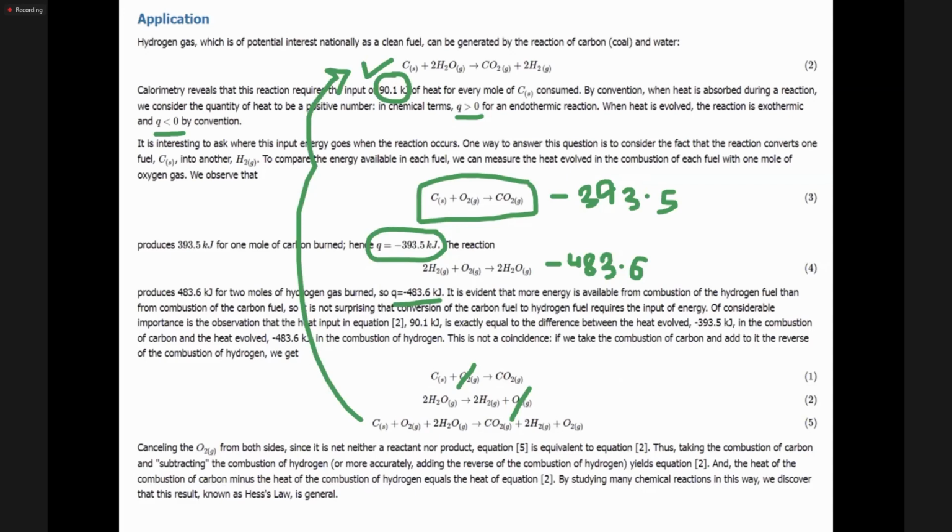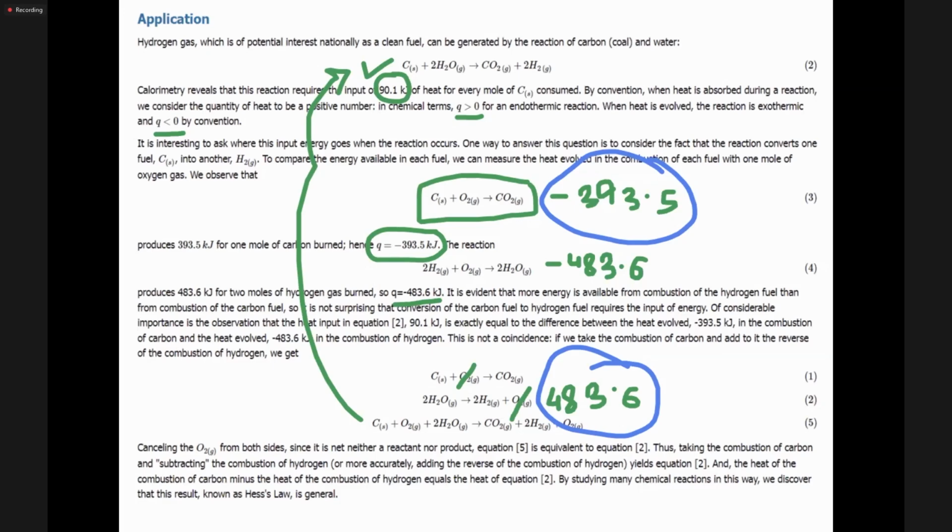Now for the reverse reaction, we have the value as plus 483.6. And for the forward reaction, we had this value. So we now have these two values in hand. The first one is minus 393.5 and the last one is plus 483.6. Now we have to add these two equations and their enthalpy values. If we add these two, 483.6 minus 393.5, we end up getting the value of 90.1.